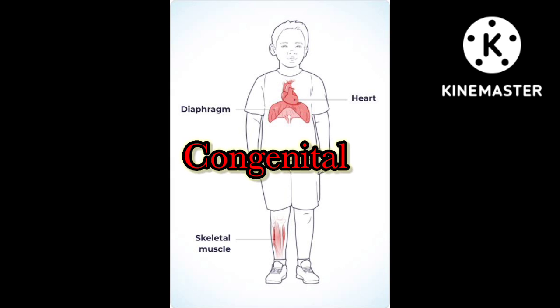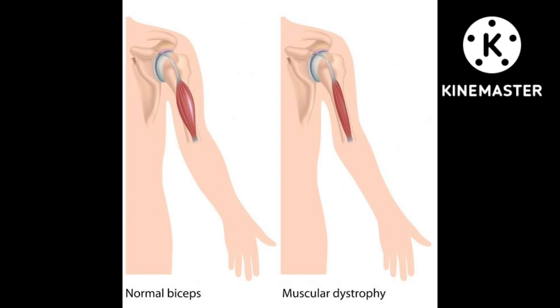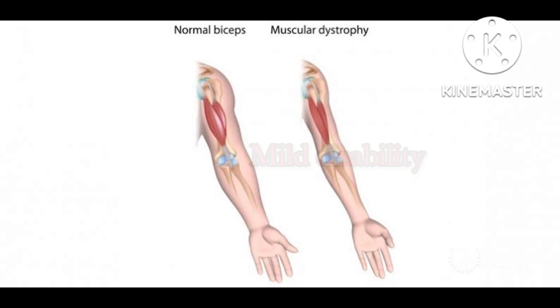Third one is congenital. This type affects boys and girls and is apparent at birth or before age 2. Some forms progress slowly and cause only mild disability, while others progress rapidly and cause severe impairment.